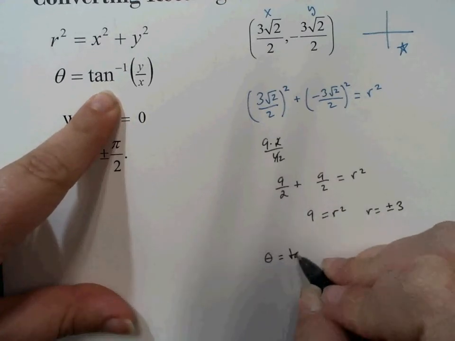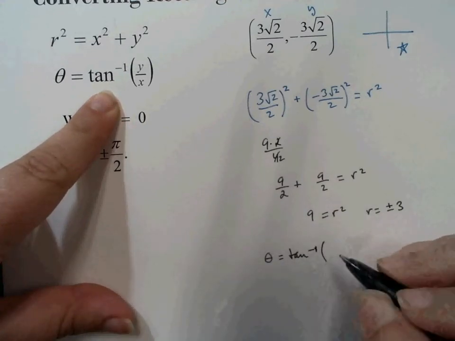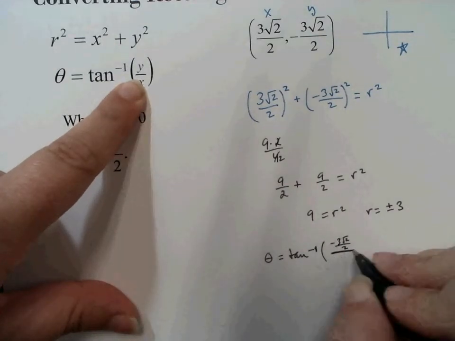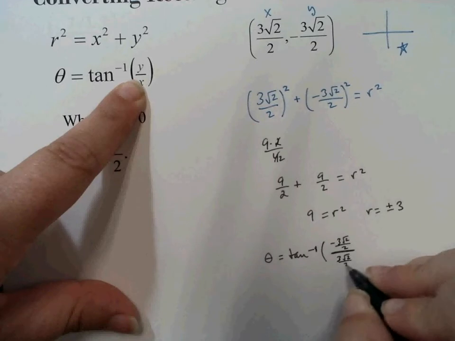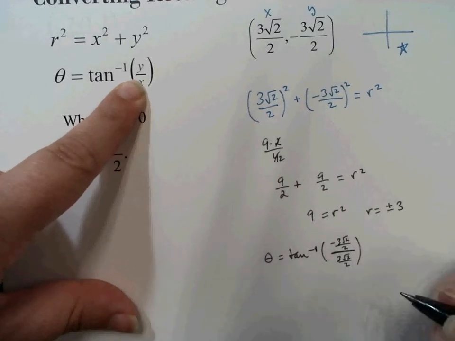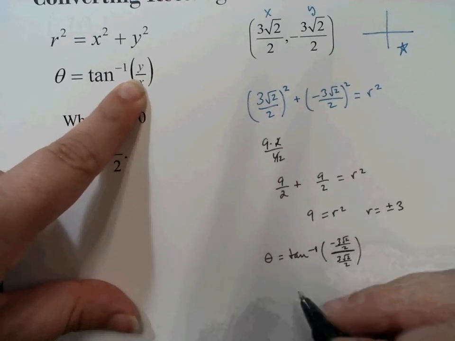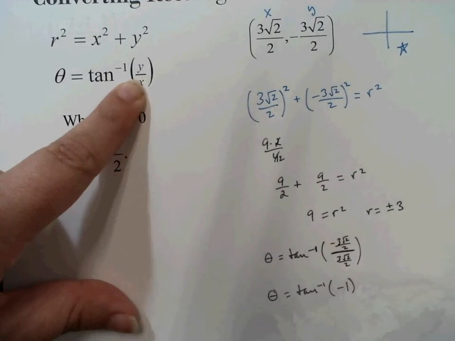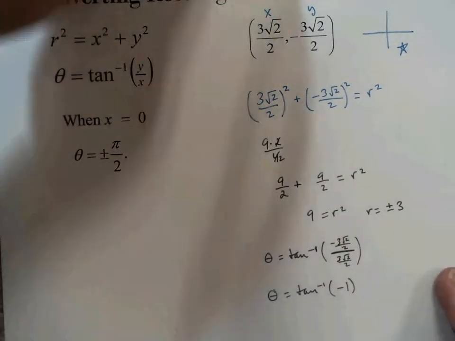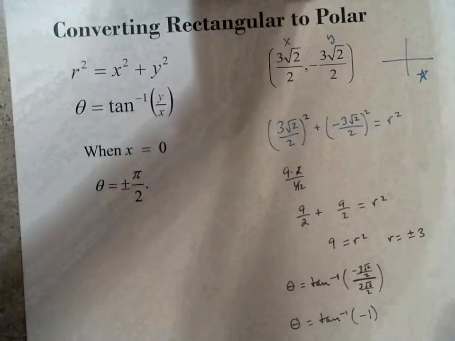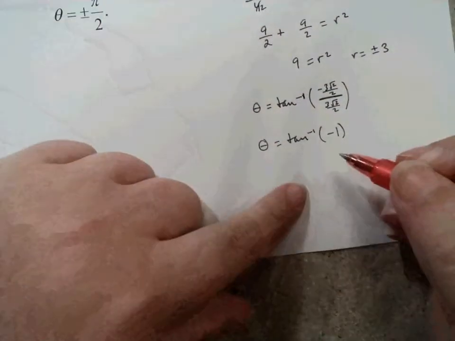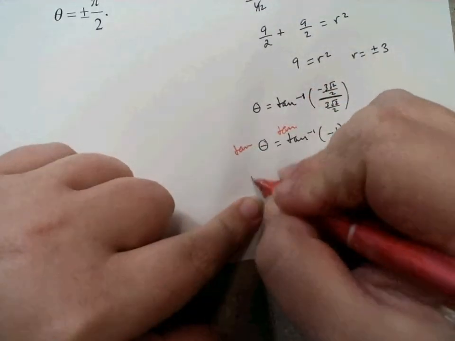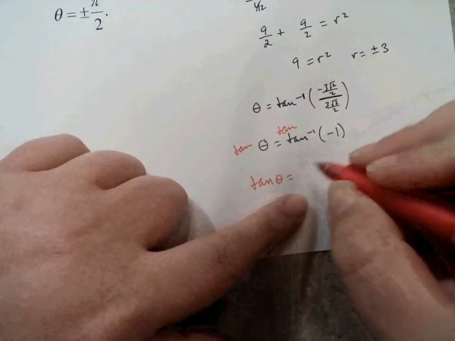Theta equals tan inverse of y, negative 3 root 2 over 2, divided by x, positive 3 root 2 divided by 2. Something divided by itself is 1, and so a negative something divided by itself is negative 1. So theta equals tan inverse of negative 1. Now this is going to be important where you remember how to deal with inverse trig functions. This is the same thing as me taking the tangent of both sides, because sometimes it's easier to think of it this way.